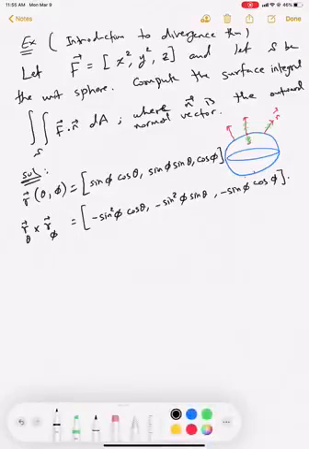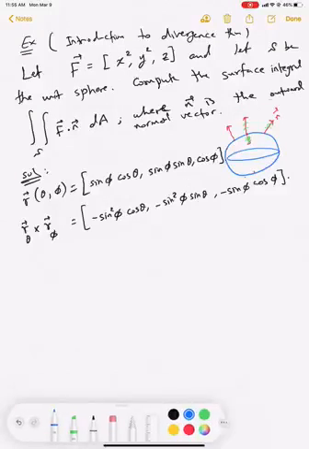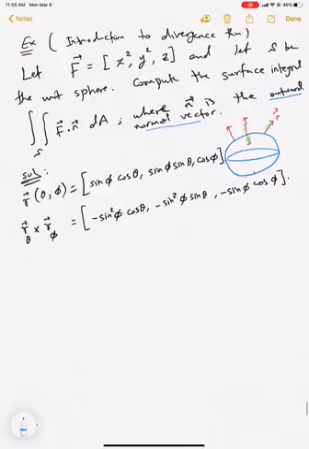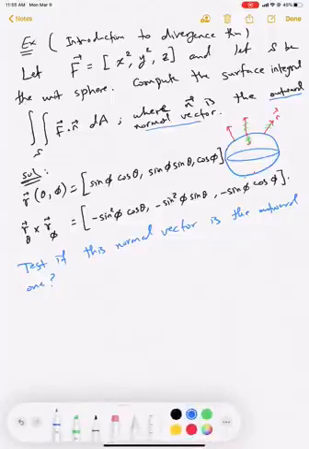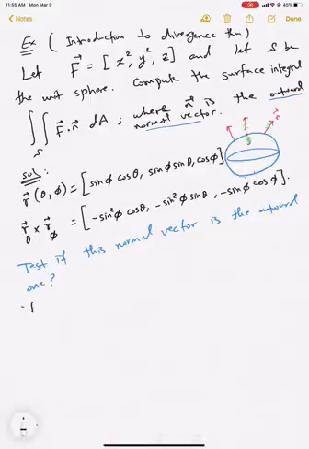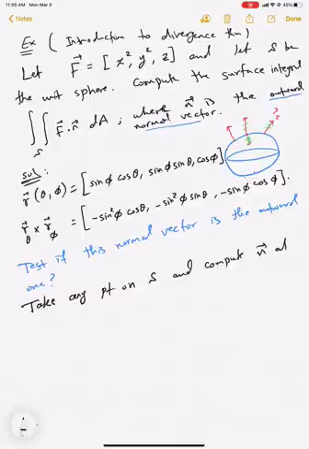Now, before doing any of the other computations, because in this example we're interested in the outward normal vector, we want to test if this normal vector is the outward one. So how do we test that? To do this, we take points. So in general, how do we test the orientation or the direction of the normal vector? You take any point on the sphere and you compute the normal vector at that point.